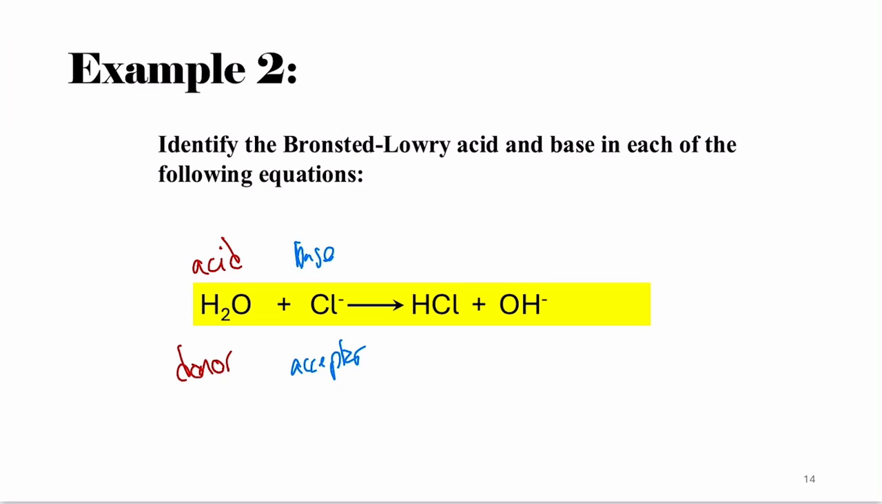In this one, probably not very likely to see in real life because hydrochloric acid is a strong acid, meaning it dissociates 100% in solution. There's a very, very small amount, compared to the concentration of everything else, that this is actually going on. But based off the reaction you're given, that's how you would define these two molecules. The water is acting as the acid, and the chloride ion is acting as the base.